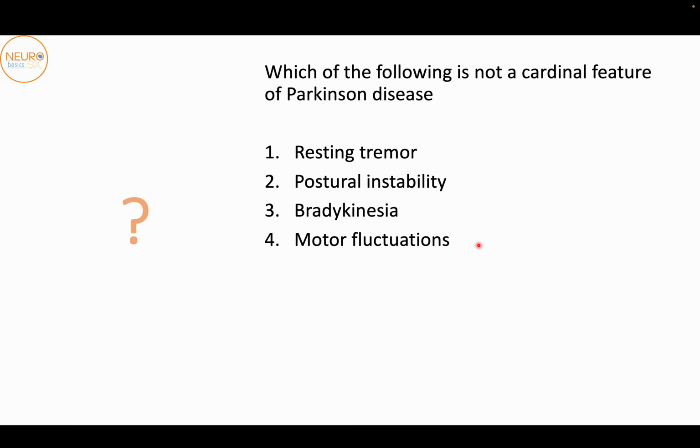Right, so the answer is motor fluctuations. We saw there are four cardinal features of Parkinson's disease: resting tremor, postural instability, bradykinesia, and the fourth one would be rigidity. Motor fluctuations is not a cardinal feature of Parkinson's disease.